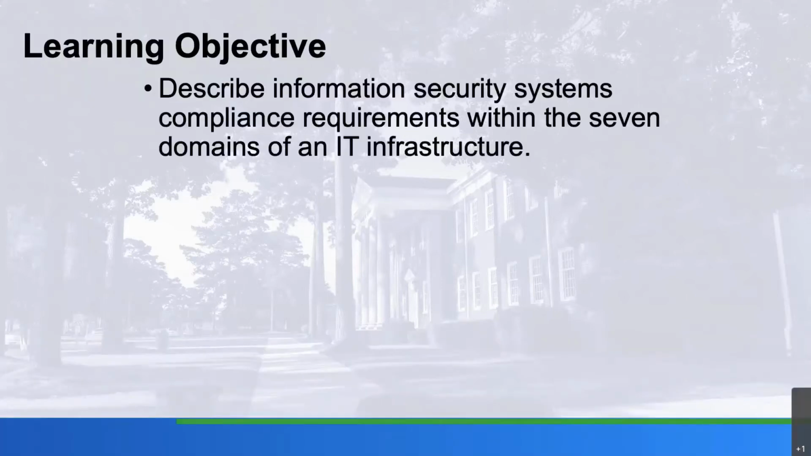Just like all the previous chapters that we've been doing, we're working through the IT units, parts of the IT department, the domains, and we're going through each one of them and talking about the compliance requirements for those areas and also the types of controls that can be used in those areas.